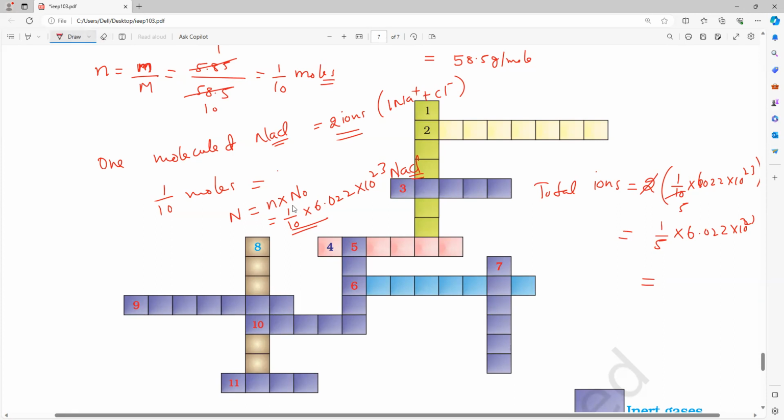All of you? 6.022 divided by 5 into 10 power 23. Do the division and tell me. 1.2, 1.2044 into 10 power 23 ions. So this is the total ions. Total ions of what? Sodium plus and chlorine minus. Both ions it is. Do you understand, everyone? That you have to remember. Do it, everybody.